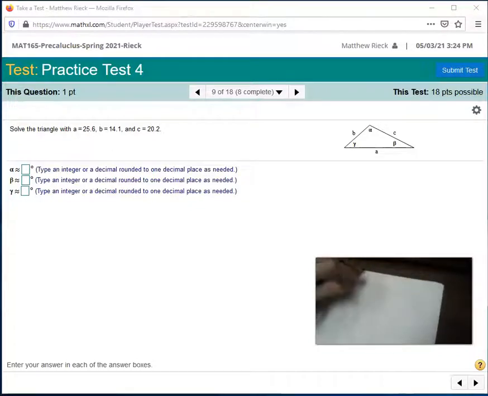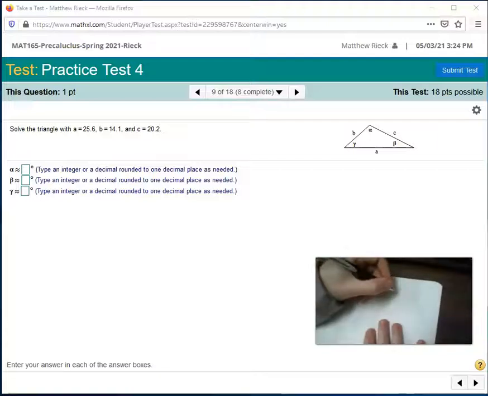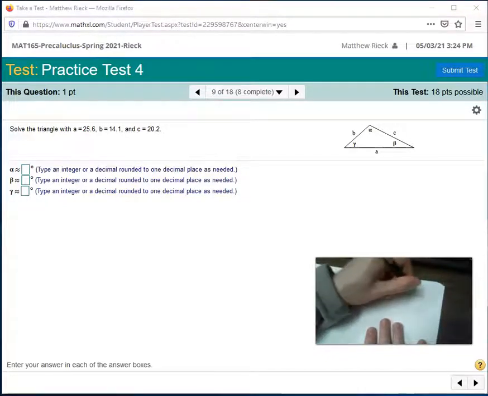All right, so here I have another problem where we're asked to solve an oblique triangle. In this case, we're given all three sides. So I'll go ahead and draw what we have here. So we have alpha, gamma, and beta here.